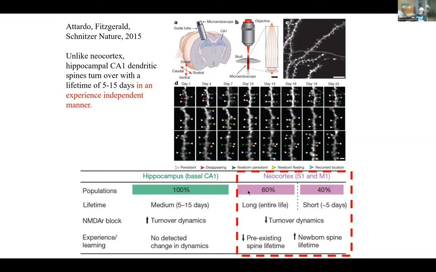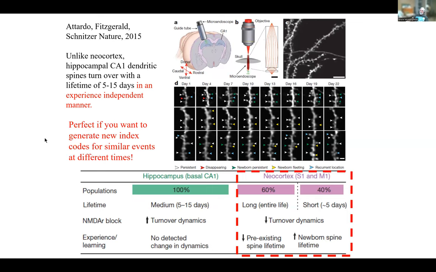In the cortex, it's quite different. A large population of synapses don't turn over at all. There is another population which has a fairly short lifespan. This paper is a bit old, not very old, and there may be more information on that. But basically, this suggests that one of the mechanisms that the hippocampus uses to rearrange its index code is that the actual connections are changing spontaneously over time.